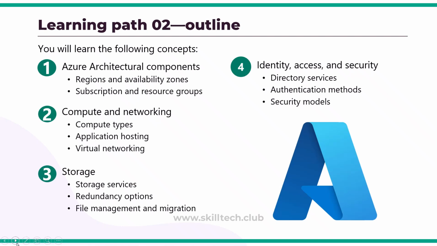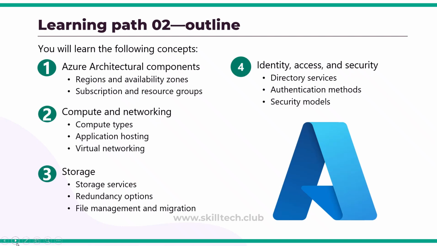The second module is compute and networking, where we are going to talk about compute types, application hosting, and virtual networking. The third one is going to focus on storage. We need to figure out what kind of storage service options are provided by Azure Cloud, redundancy options in those storage options, and then file management and migration options. Obviously, when you want to migrate data from on-premise to cloud.